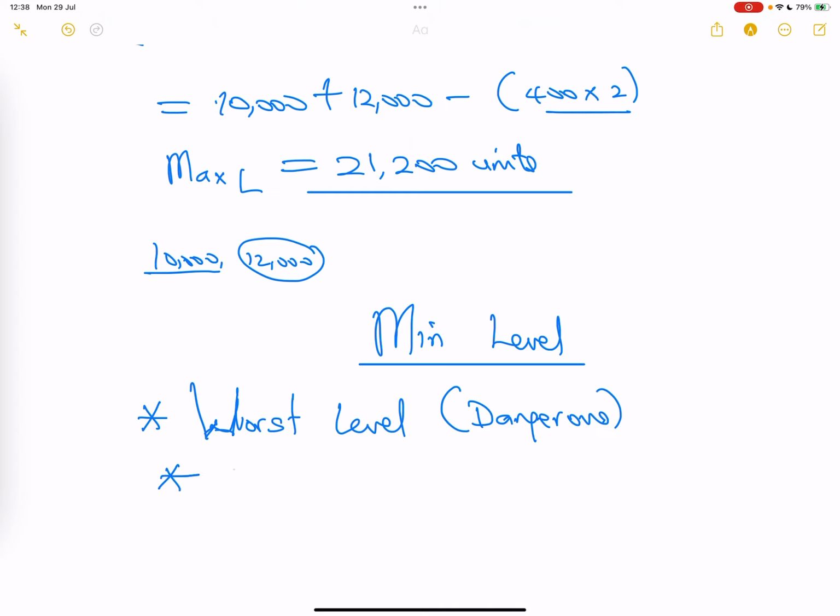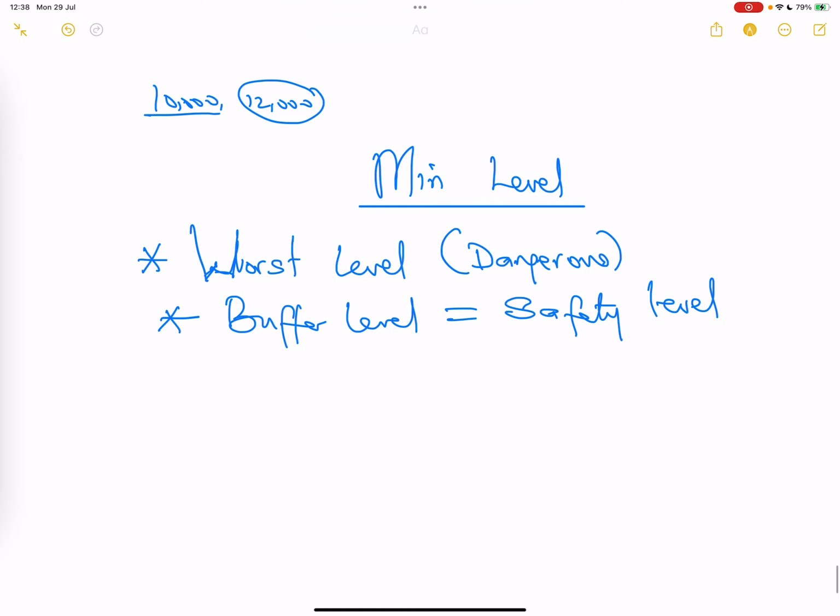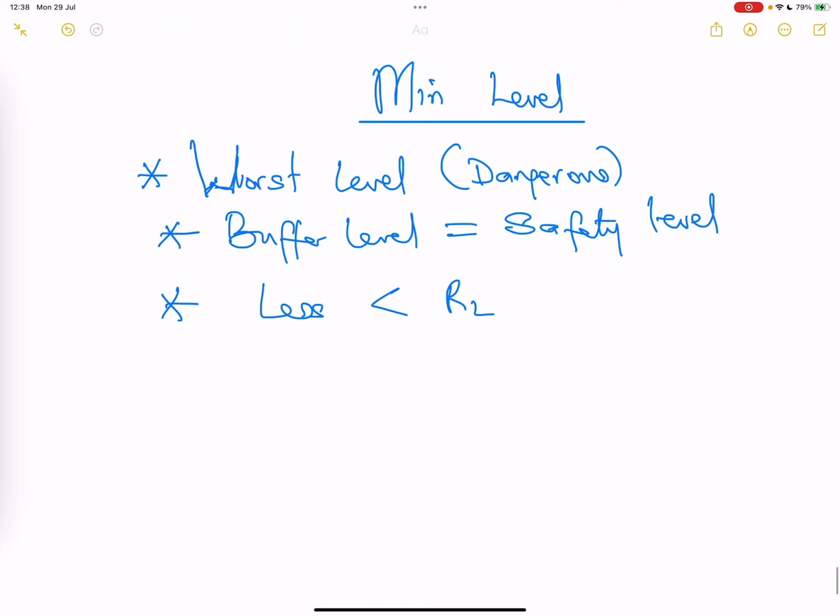And what you are saying is that this is also called your buffer level, like I said earlier, or some people call it your safety level. Because anything lower than that, you are not safe. You are trading dangerously. And it's always less than your reorder level, because you must have consumed lower than reorder level. Yeah. And how do you calculate that?